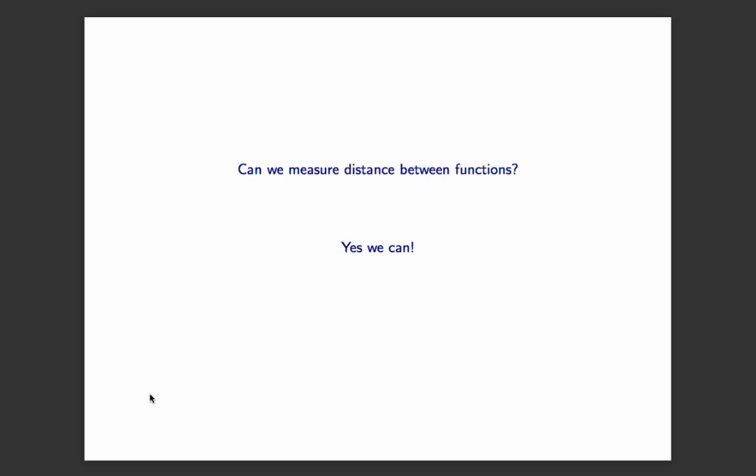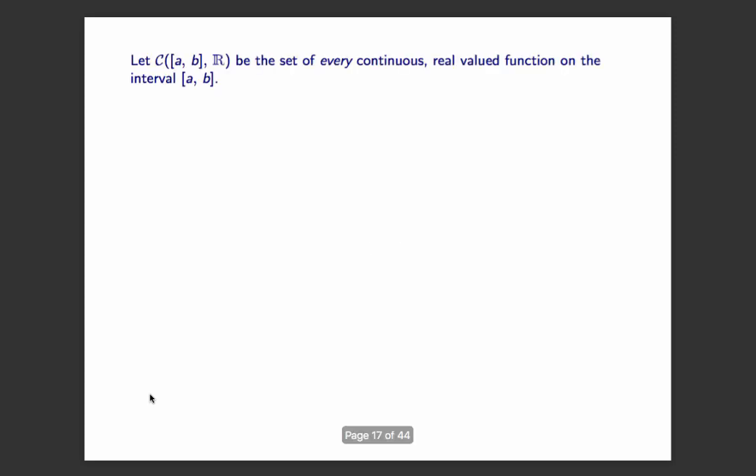Okay, so we can measure distance between numbers, between vectors. What about functions? Yes, we can. Let's consider a set of functions. How about this one? The set of every continuous real valued function on the interval a to b. All right, so there's a set, right? That's a set of functions. How would I measure the distance between two functions?